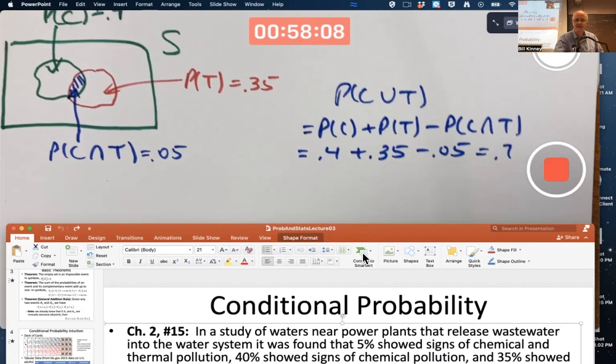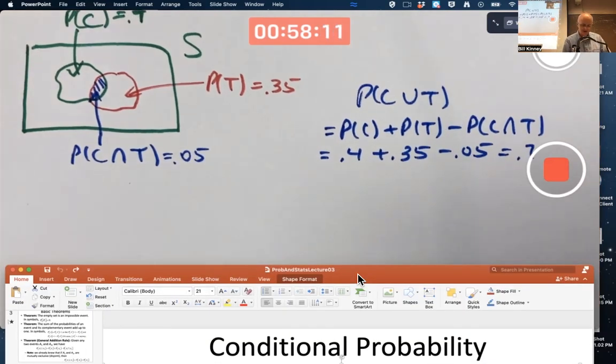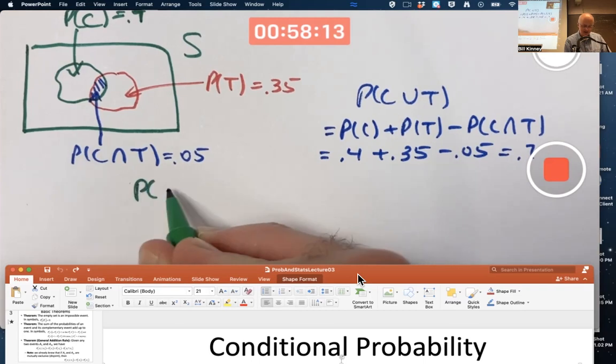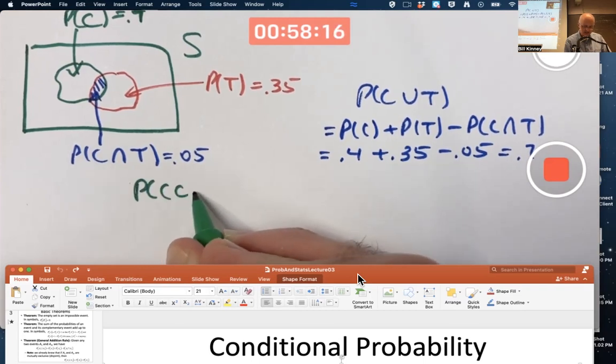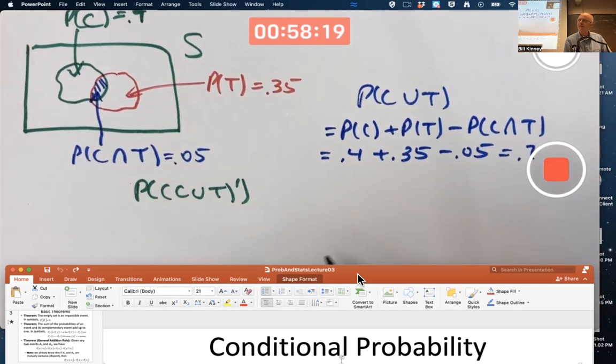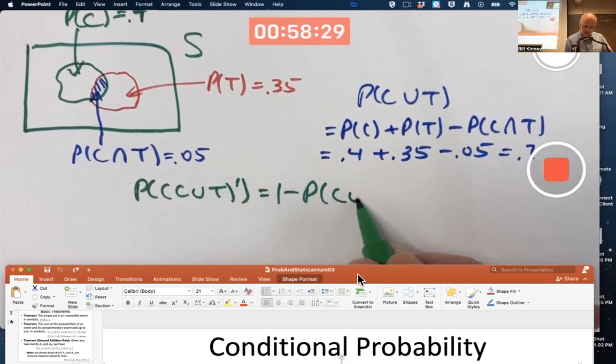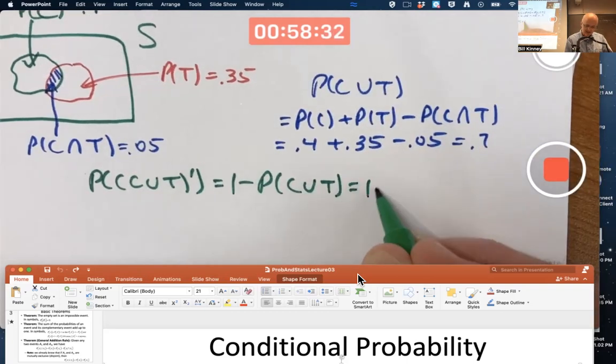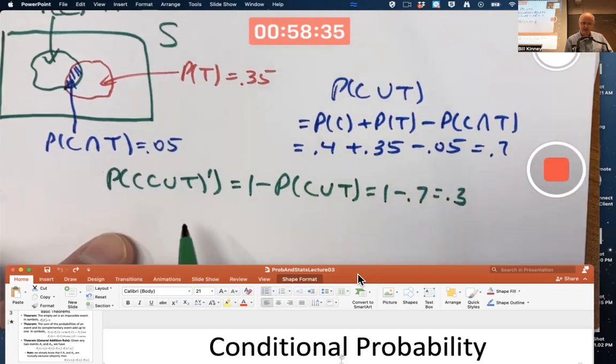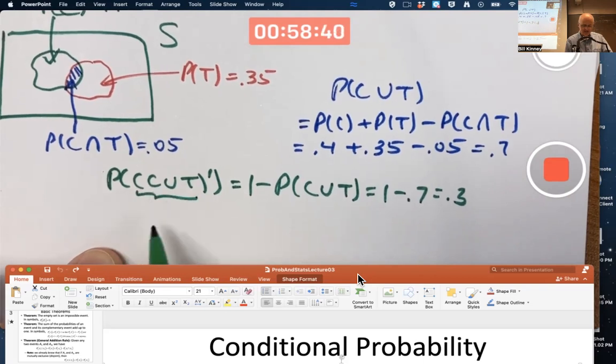There's probably one more problem I should ask before we look at that. I should ask, what's the probability of the complement of C union T? That's not C intersect T, it's C union T. That would be 1 minus the probability of C union T. That would be 1 minus 0.7 is 0.3. But this is worth bringing up for another reason, because the complement of C union T turns out to be the complement of C intersect the complement of T.